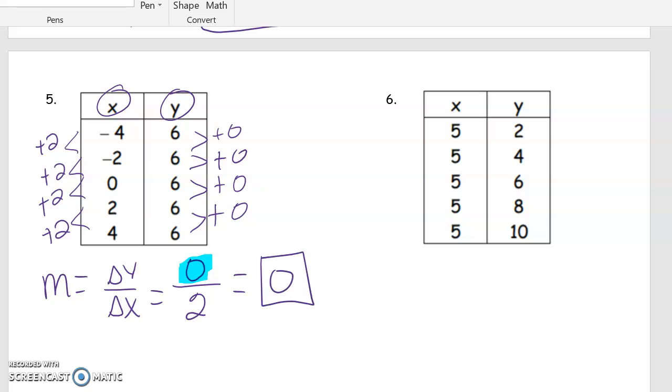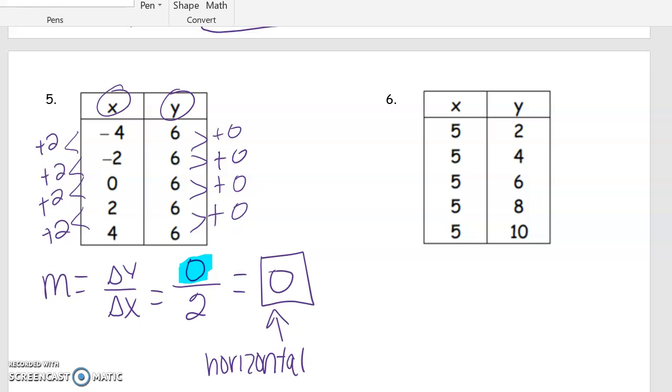Like we talked about yesterday, on a graph, a slope of 0 would be a horizontal line. And that is possible. We can have 0 divided by a number. Your calculator will output 0. So my slope or my rate of change here is 0. And again, on a graph, it would just look like a horizontal line.